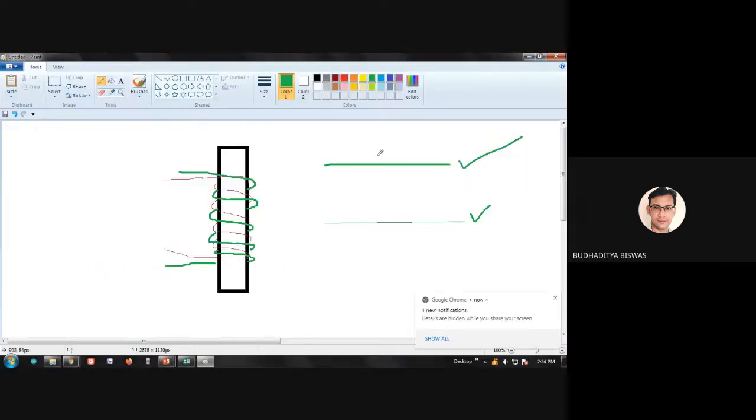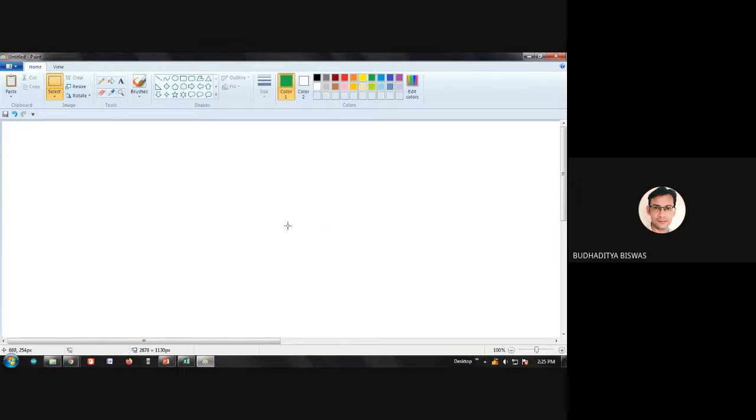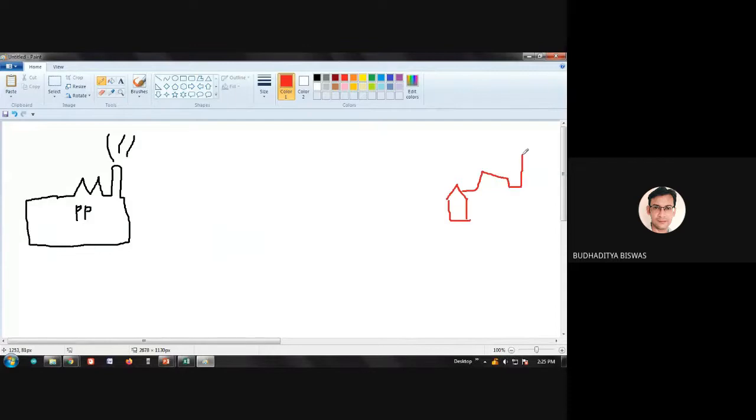Now, before we go further, we need to know why the transformer is required. Suppose this is my power plant, and this power plant is situated in a remote area to generate the power. Why is it situated in the remote area? Why is it not situated at the heart of the city where the power is consumed? Suppose this is our city, where we actually use the generated power.